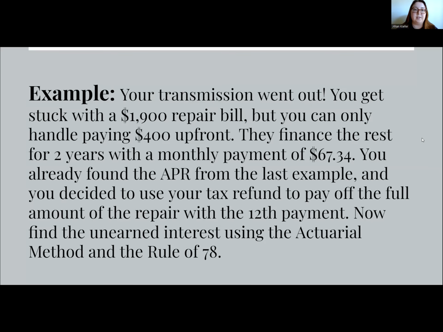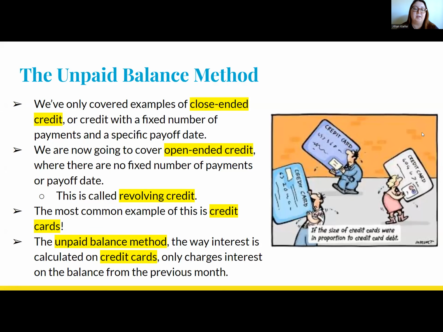All right, we finished our example, so let's move on. Lastly, we have the unpaid balance method. We've only covered examples of closed-ended credit, or credit with a fixed number of payments and a specific payoff date. We're now going to cover open-ended credit, where there is no fixed number of payments or payoff date. This is also called revolving credit. This is the most common example for credit cards. You don't have to make a certain payment by a certain time. You just have to make minimum payments every specific amount of time.